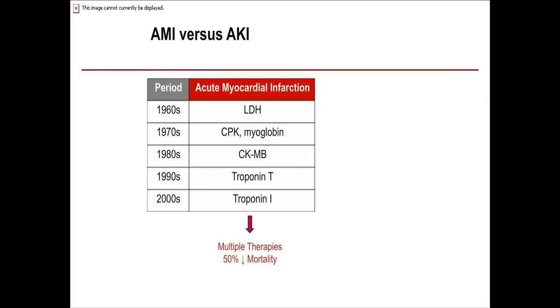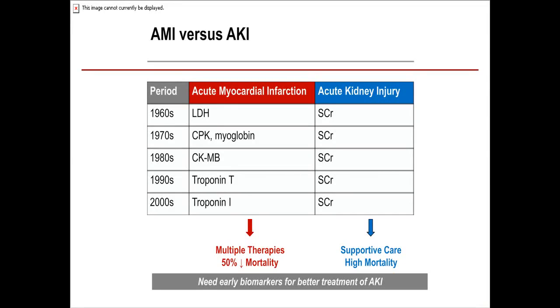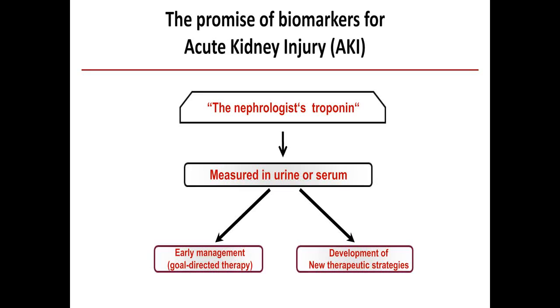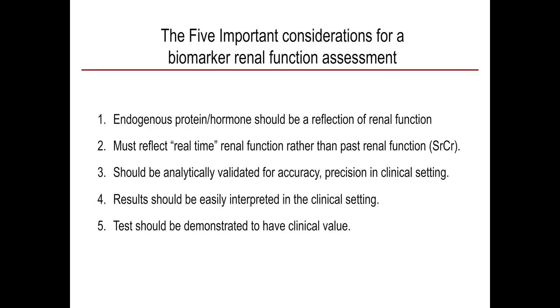Now, I'm a cardiologist, and if you look at AMI versus AKI, you can see the progression and improvement of biomarkers we have had over the years for acute myocardial infarction. And yet, when we look at acute kidney injury, we really haven't had anything except a marker that you heard in the previous talk is not one really rising quickly with injury. So what we really would like is a biomarker like a troponin, if you would, that you could measure in the urine or the serum that would really give you an early diagnosis for early management and perhaps development of new therapeutic strategies.